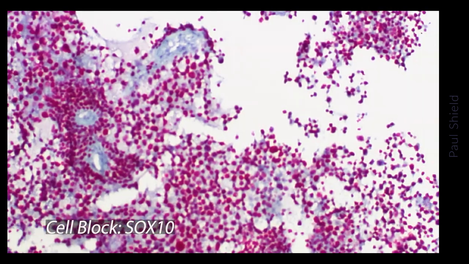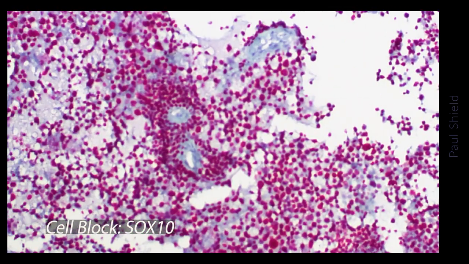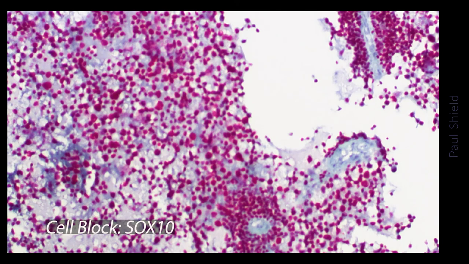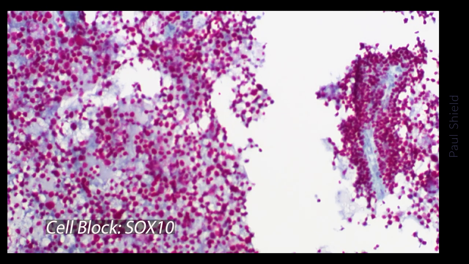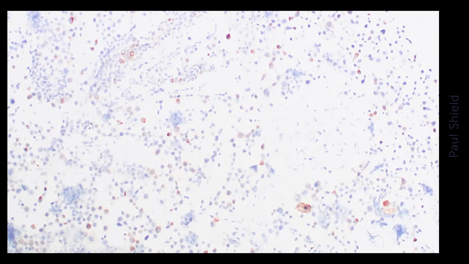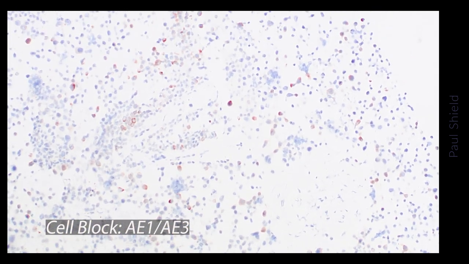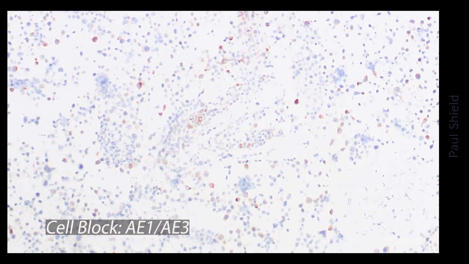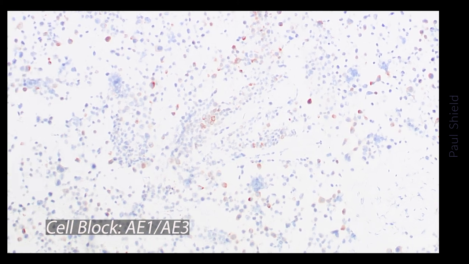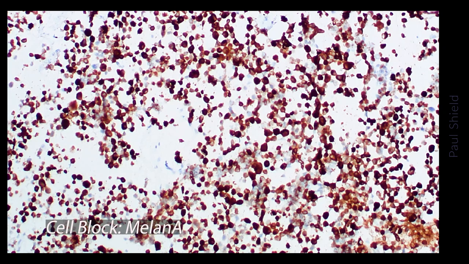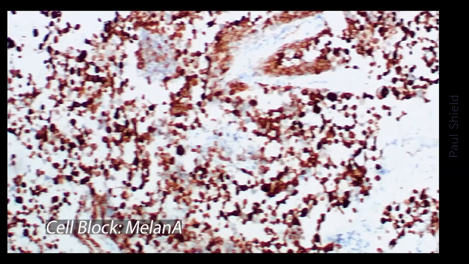And then we did a range of immunostains on this. I'll just show you a couple of those. This is the SOX10. Virtually all cells are positive for that. It's a red chromogen here. The cytokeratin showed just occasional kind of focal weak staining, which you can sometimes get with metastatic melanoma, and then the Melan-A showed quite strong staining in all the cells. So again, that's consistent with metastatic melanoma.